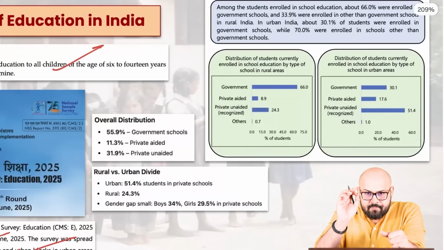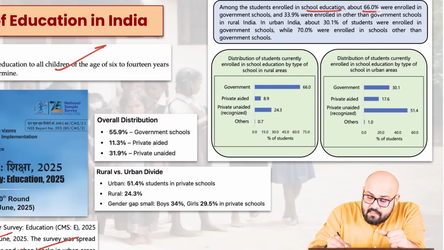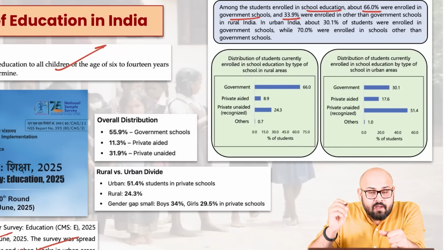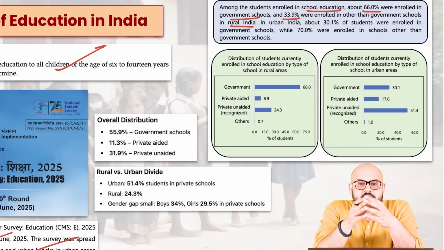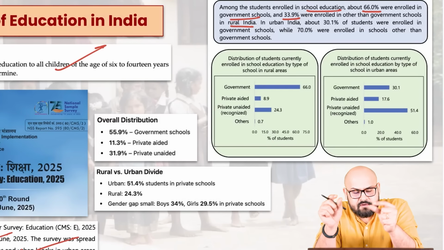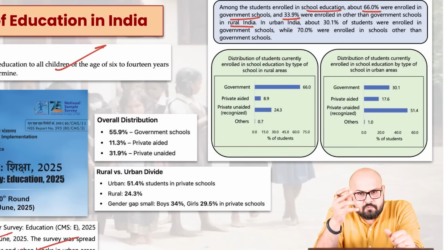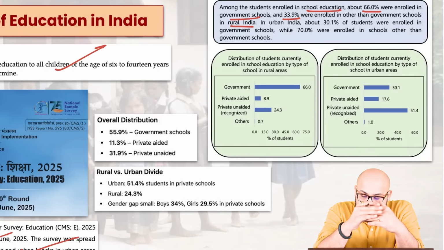So what it says, I'll read this verbatim. Among the students enrolled in school education, about 66% were enrolled in government schools and 33.9% were enrolled in other than the government schools in rural India. So when we talk about the participation of children with respect to the kind of school, there is a dominance of the government school. Almost 66% of the students in the rural areas are going to the government schools, and 33.9, almost 34%, are enrolled in the schools other than the government schools, right?